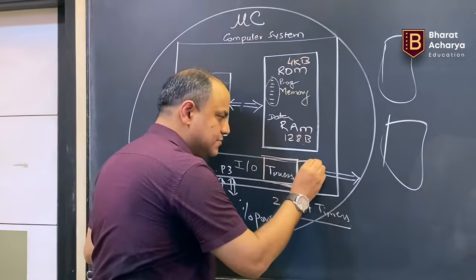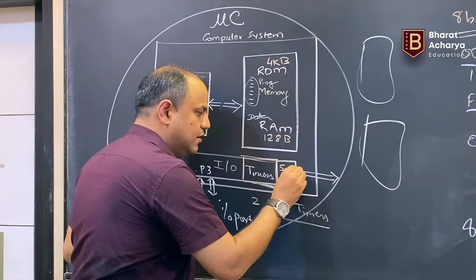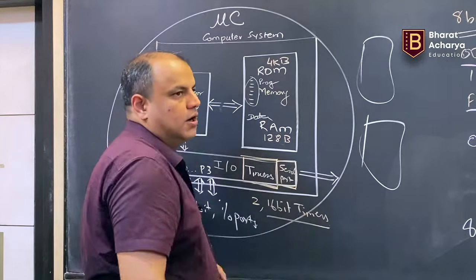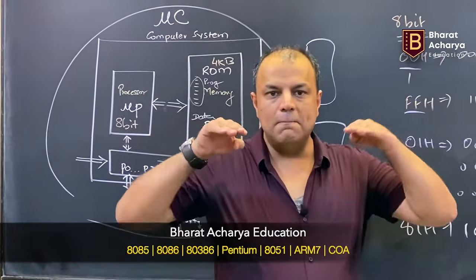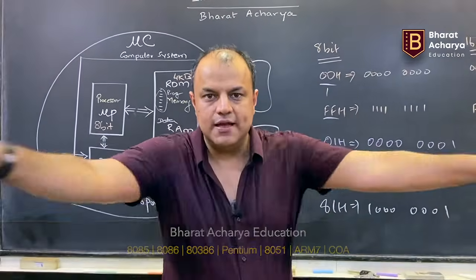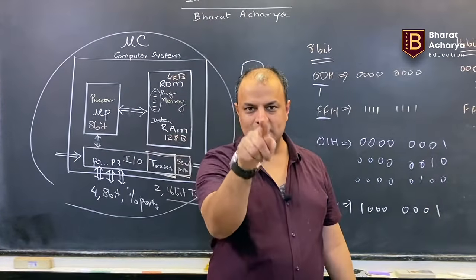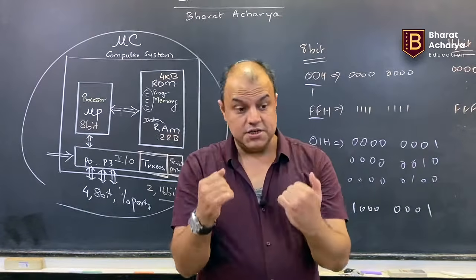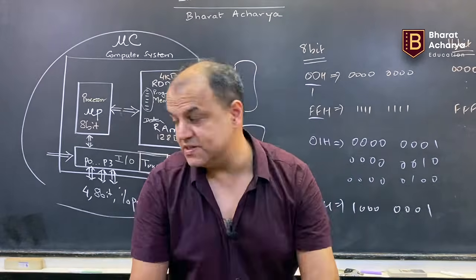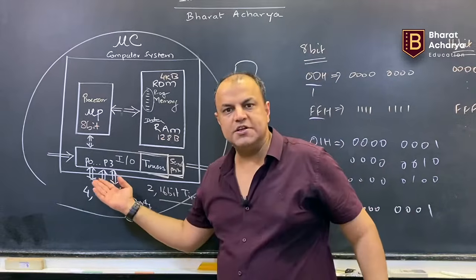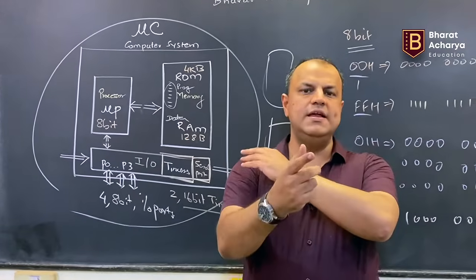It also has a serial port. There are two types of communication in the world. Parallel means multiple bits at a time. Serial means one by one, bit by bit. Parallel communication, of course, is faster because you're sending multiple bits at a time. 8051 does parallel communication on the ports. There are 8-bit ports. You can send 8-bit data at a time.